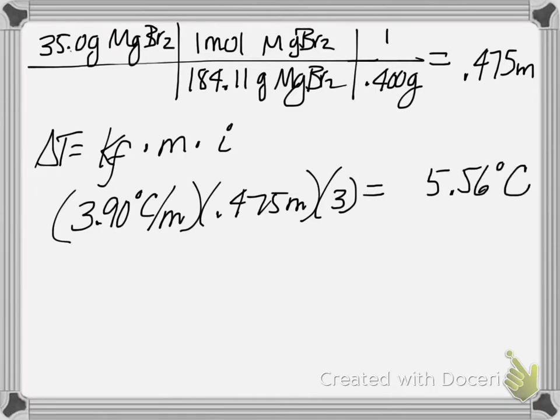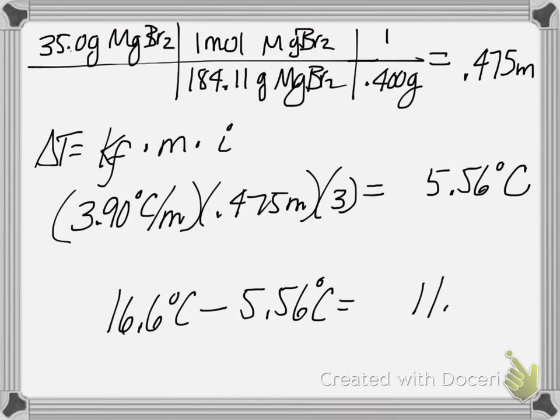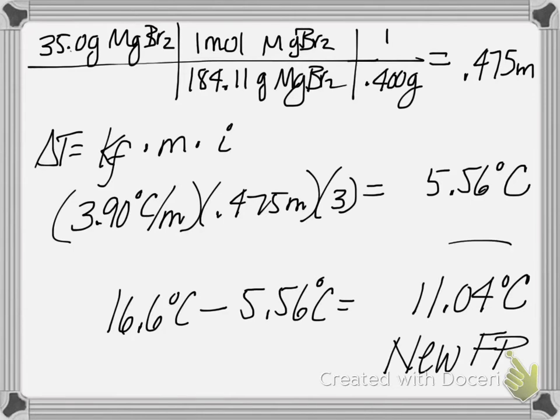But is that my new freezing point? No, it is not. This is a freezing point depression, meaning it lowers it. So Kai is right. I'm going to subtract it. So I go to my chart and I see that the freezing point of acetic acid is 16.6 degrees Celsius. I'm going to subtract 5.56 degrees Celsius, and I'm going to get 11.04 degrees. This is my new freezing point.